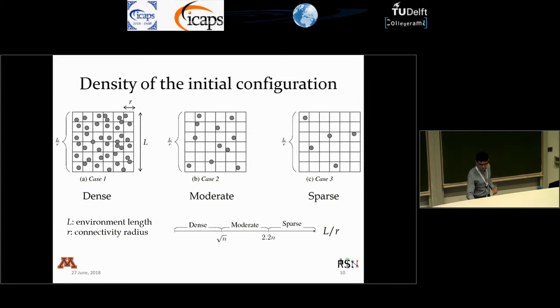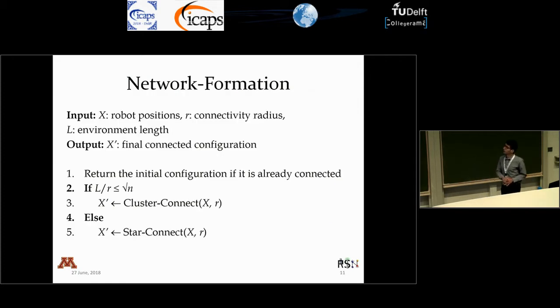So the algorithm we introduce follows a different strategy in different density levels. So when L by R is smaller than root n, which corresponds to the dense configurations, the algorithm calls the function cluster connect. And for the other two configurations, sparse and moderate, the subroutine star connect is called. So I'll first start with the star connect.